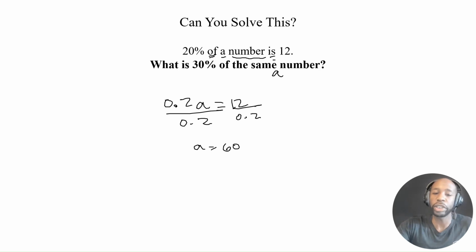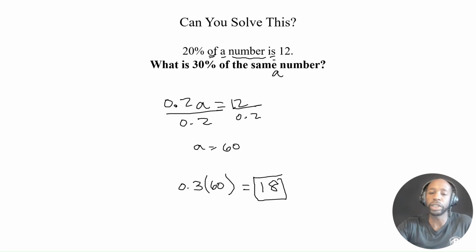Now, 30% of the same number. What is 30%, or 0.3, of 60? 60 times 3 would be 180, so 60 times 0.3 would be 18 as a final answer. So 30% of 60 is 18.